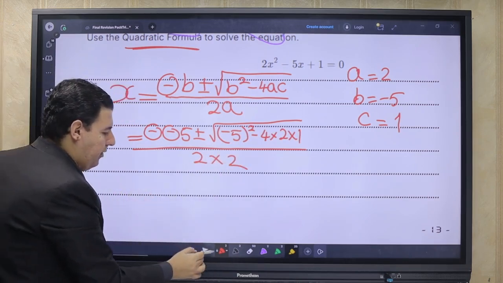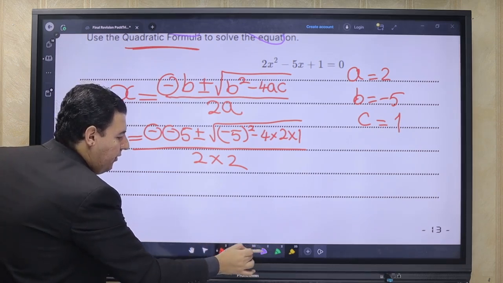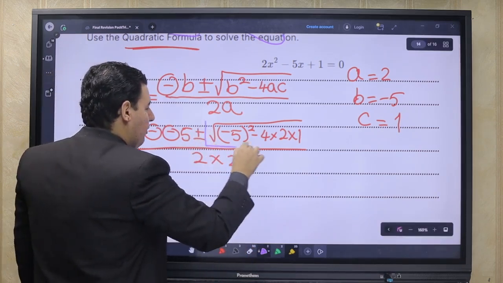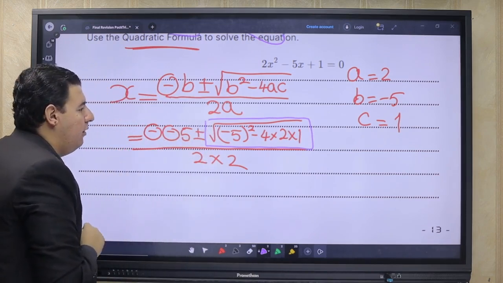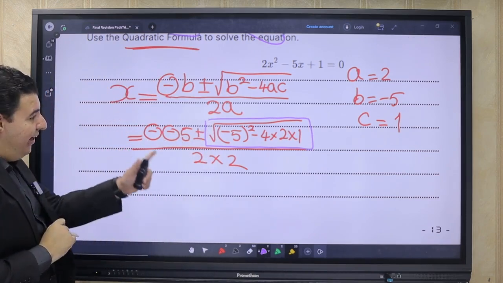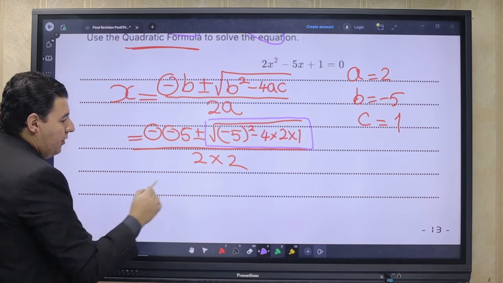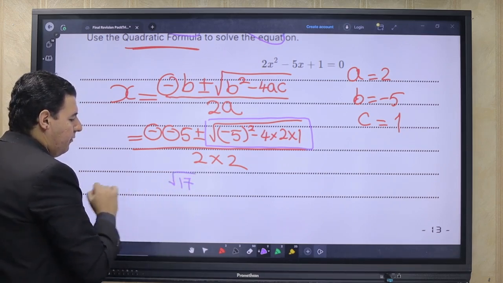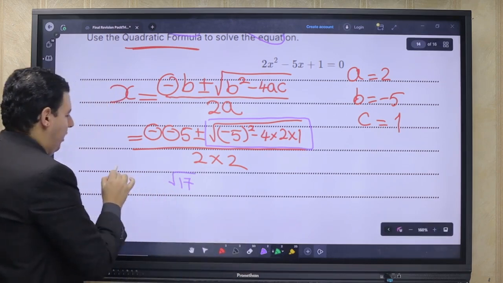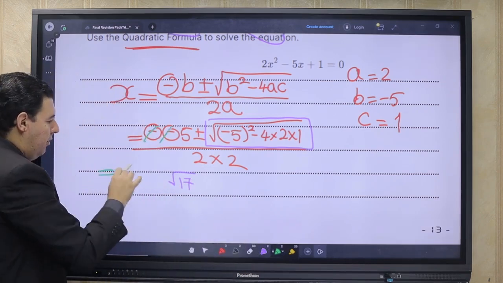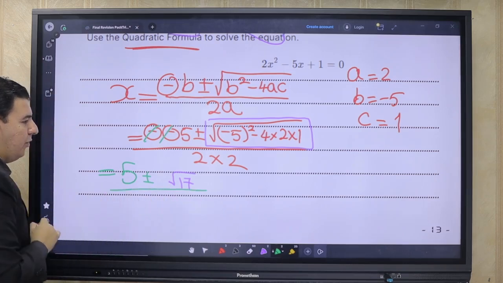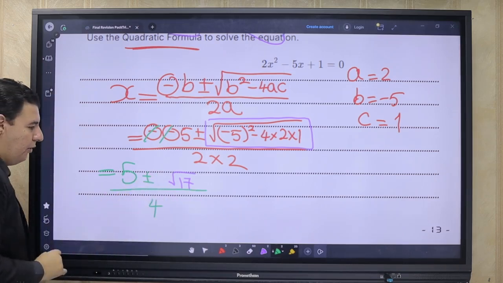How can we calculate this? Or how can we find this answer? First, we will find the square root, the discriminant. Square root of negative 5 squared minus 4 times 2 times 1 will be square root 17. So we write x equals 5 positive or negative square root 17 over 2 times 2, which equals 4.